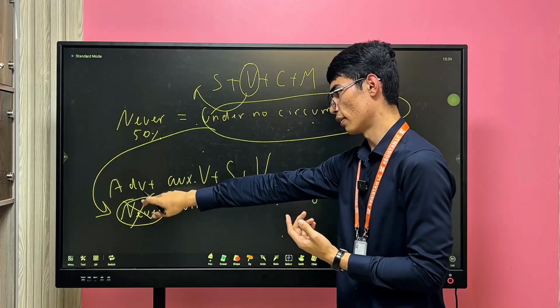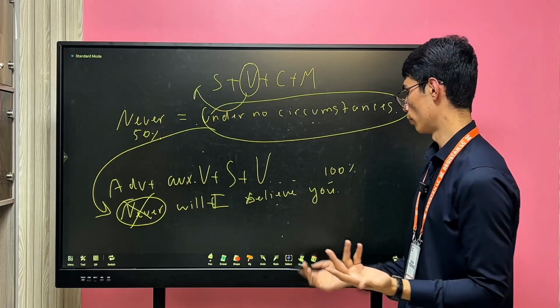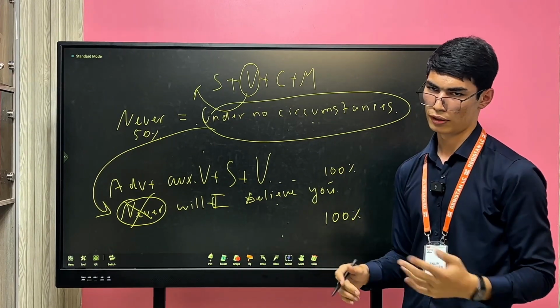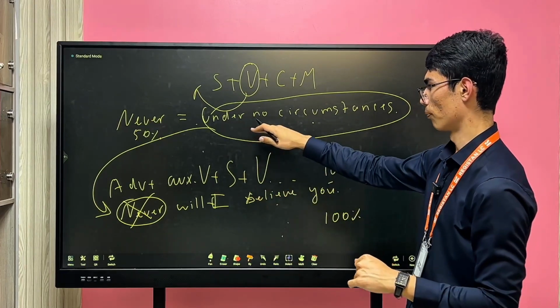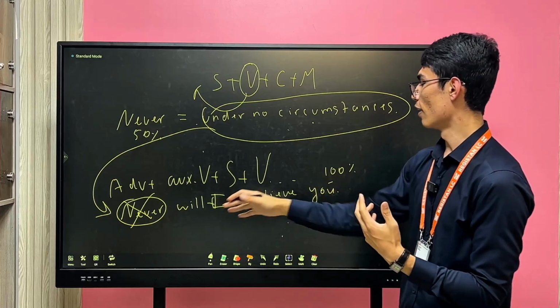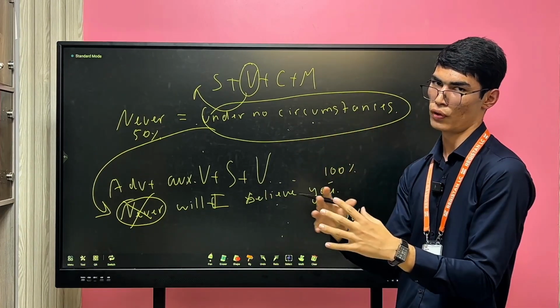So let's read this sentence. Never will I believe you. The probability, let's say, is 100%. You can expect that I will not believe you. But here, how do I read it? Under no circumstances will I ever believe you. See, that is changing the whole situation.